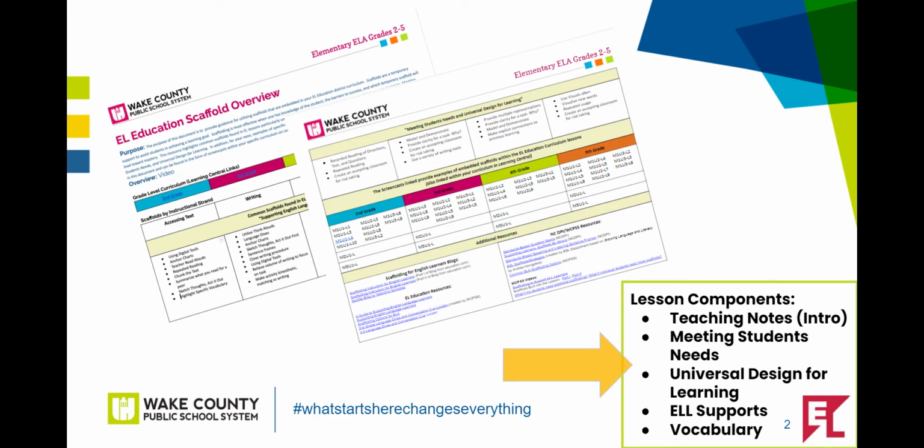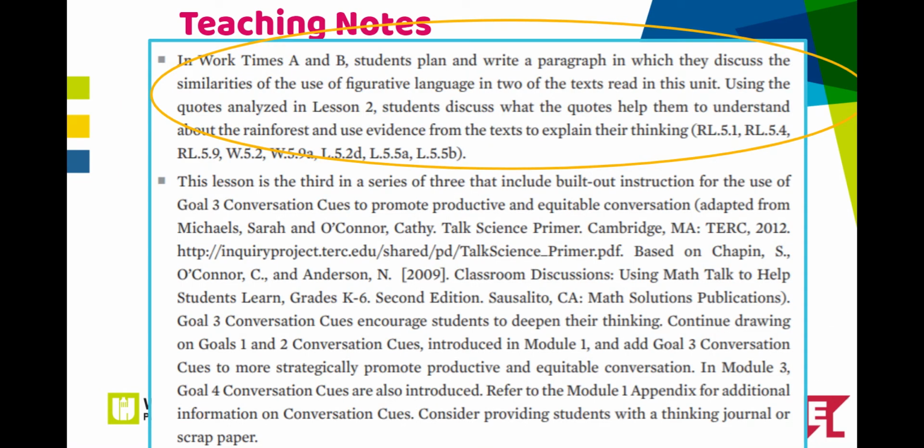The lesson components listed on the slide are where you can locate embedded scaffolds within lessons and will be highlighted throughout this presentation. In Work Times A and B, students plan and write a paragraph in which they discuss the similarities of the use of figurative language in two texts read in the unit. Using the quotes analyzed in Lesson 2, students discuss what the quotes help them to understand about the rainforest and use evidence from the text to explain their thinking.